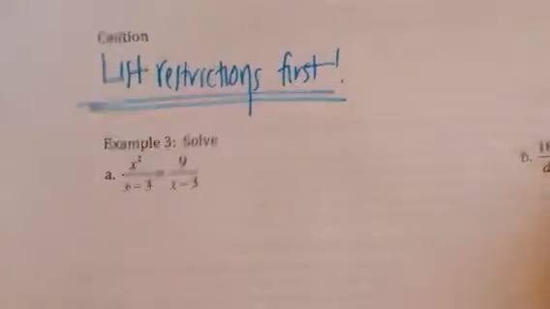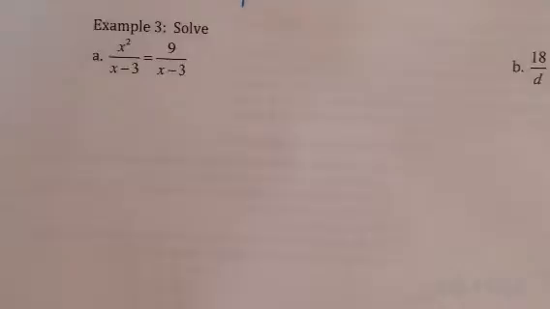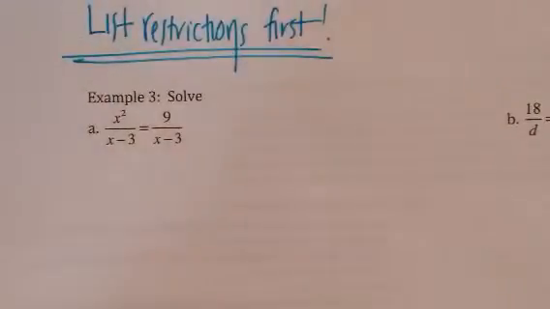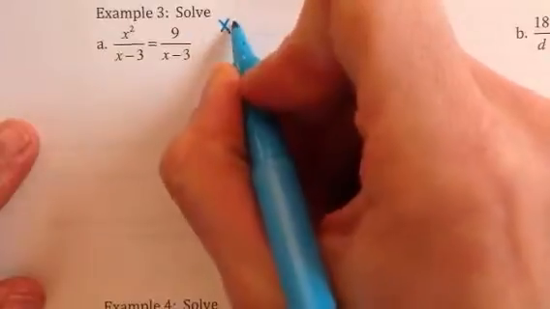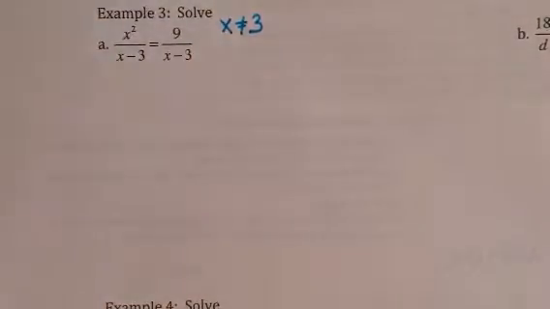So one caution that I would suggest is list your restrictions first. Because if we know what x cannot be when we're solving, then we can find out when something is not possible. So in example number 3, we're going to solve. The first thing we're going to do is list the restrictions. I have a fraction, so I know I can't divide by 0. So therefore x could not equal 3. If it is 3, it would produce a 0 in the denominator, and I can't divide by 0.